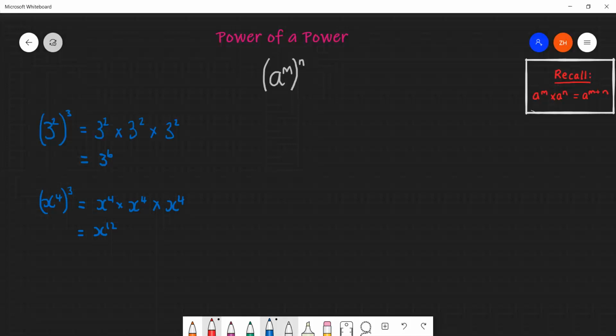So our general rule that we're going to follow is that if we have a to the power of m, all raised to the power of n, then we can simplify that to a to the power of m times n. So that's the general power of a power rule.